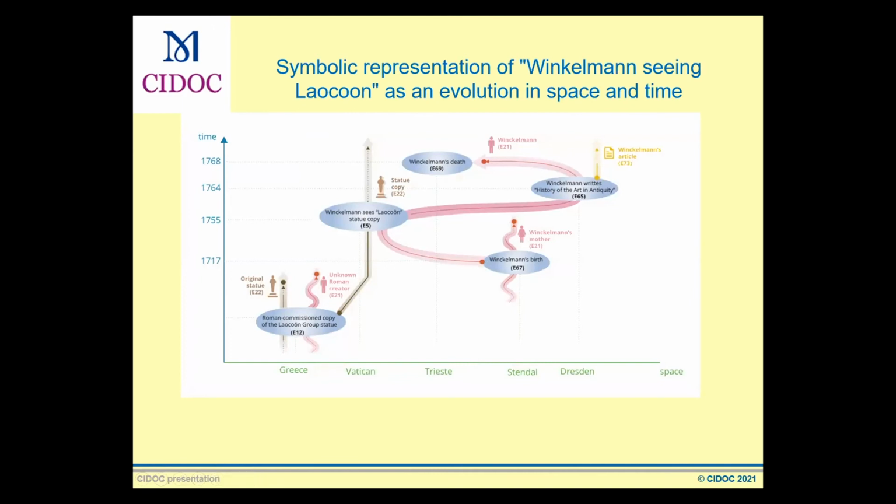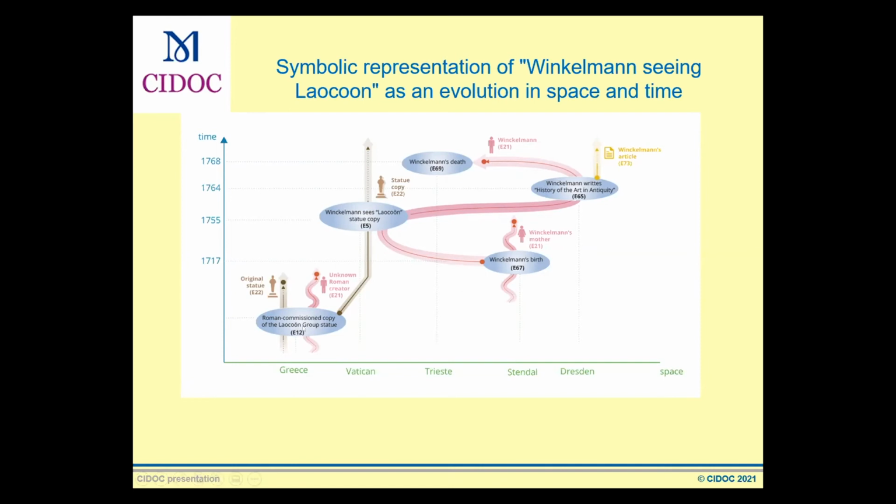We can then lump all of this together to try and understand how space and time have interacted, or how things have happened in space and time. So here is the story of a chap called Winckelmann, who saw a copy that had been made of an original Greek statue. So a Roman carver, sculptor, made a copy of a Greek original, and this chap Winckelmann saw the copy sometime between his birth and death, and then based on that he wrote a history of art in antiquity. So he created an article.